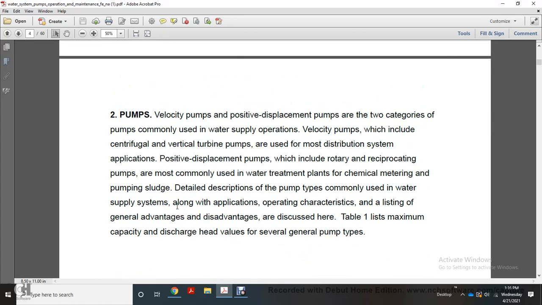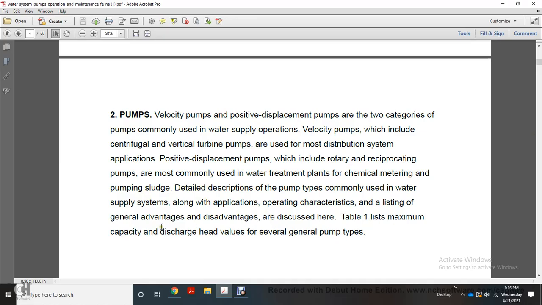Pumps. Velocity pumps and positive displacement pumps are the two categories of pumps commonly used in water system operation. Velocity pumps include centrifugal and vertical turbine pumps, used for most distribution systems. Positive displacement pumps, which include rotary and reciprocating pumps, are most commonly used in water treatment plants for chemical metering and pumping sludge. Detailed descriptions of pump types commonly used in water supply systems, along with applications and operating characteristics, and a list of general advantages and disadvantages are discussed here.